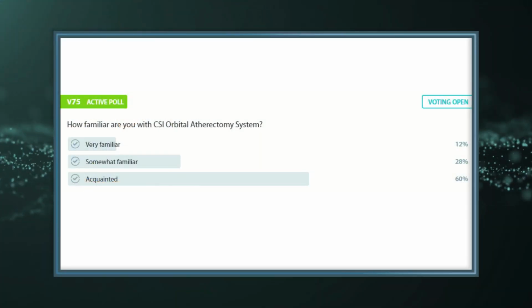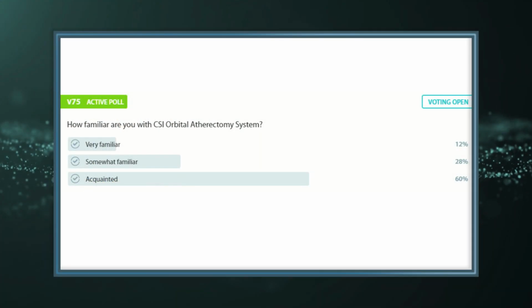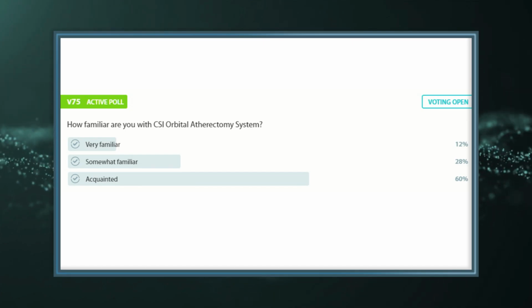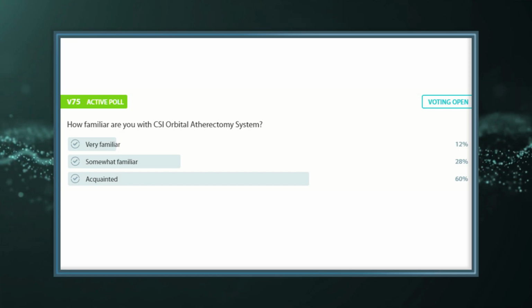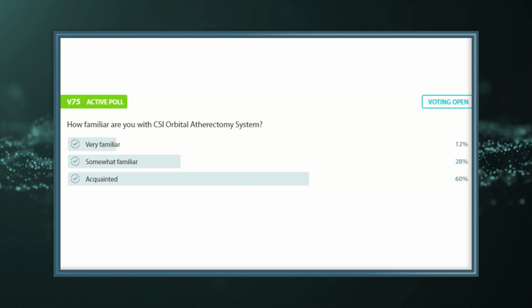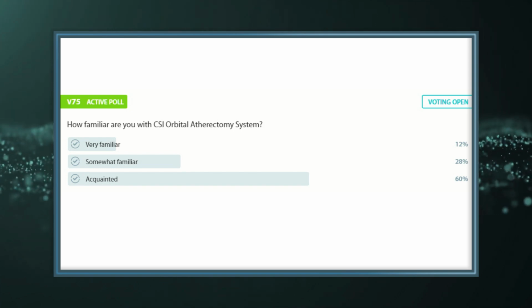Okay, so let's look at the results of the poll. Can we bring up the first? So how familiar was the audience? They were acquainted in 60%, but only 12% were very familiar. So I think this alludes to the fact that most of our spectators, at least, are probably outside of the United States, but it also shows that folks are very interested in this novel technology.